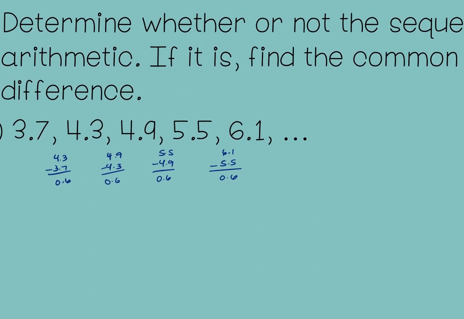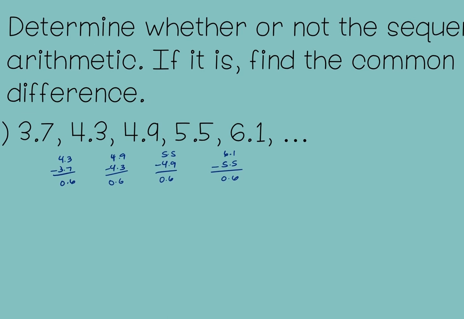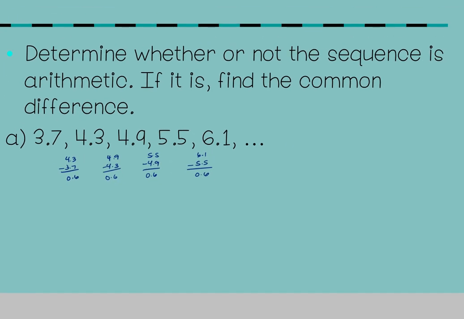So because they all have the same difference, this is arithmetic. And the common difference is 0.6.